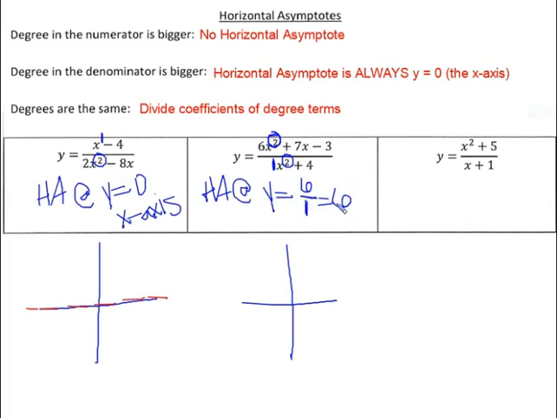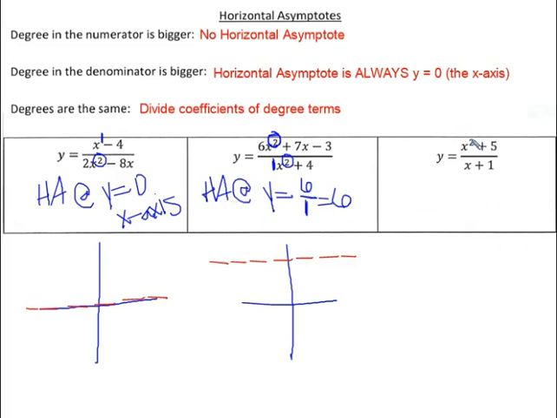But in this case, our horizontal asymptote is up a little bit. It's specifically at a y value of 6. We would be able to draw one somewhere up here. Okay, that's the difference between these two. This one is always at the x-axis since the bottom is bigger than the top, but in this case, since they're the same, we can find a more specific value where the horizontal asymptote would be.